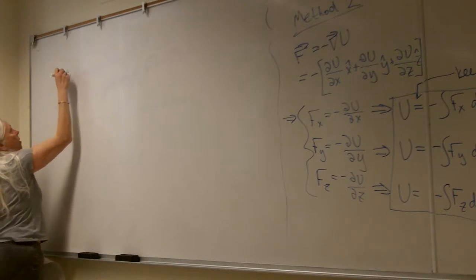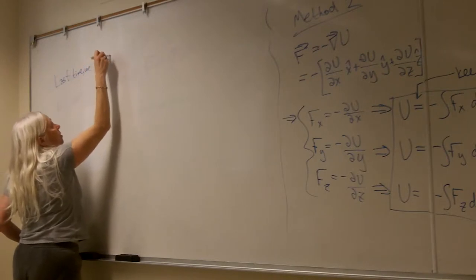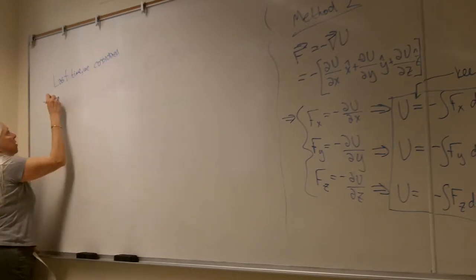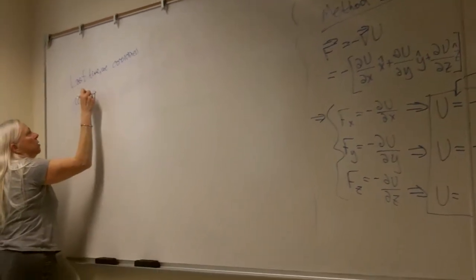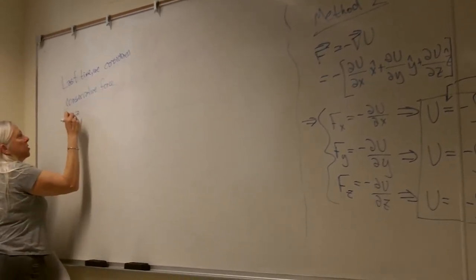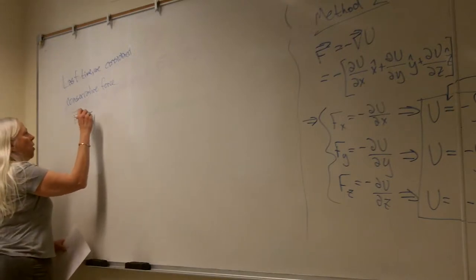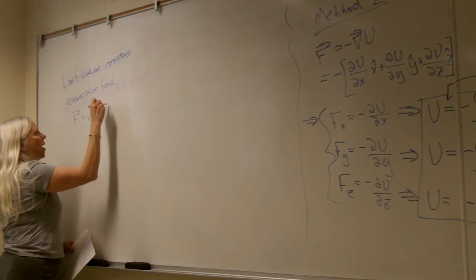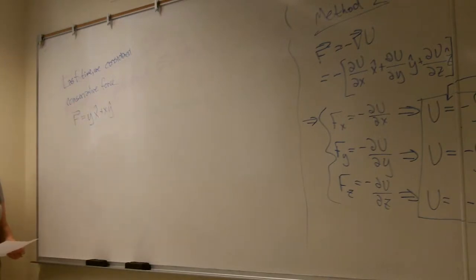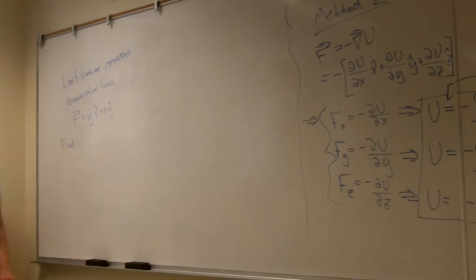Okay, so last time we considered this conservative force. It was a two-dimensional example because I wanted to draw paths in the XY plane on the board. And so the example was y times x hat plus x times y hat. And we double checked that that is conservative. So let's find the potential energy associated with this one.